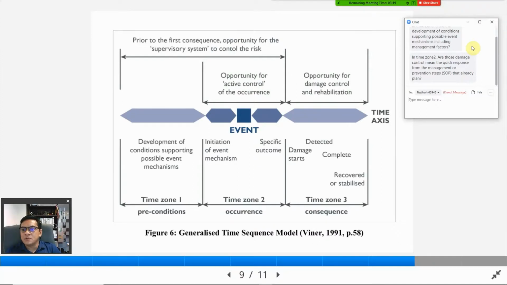In time zone 2, those damage control mean the quick response. Quick response. Prevention is in time zone 1. Okay. Quick response is in time zone 2. For example, if fire started small, okay, so there should be a plan to kill that fire before it spreads. Okay. If the fire causes an explosion, there is a quick response to ensure that the fire does not cause big destruction.